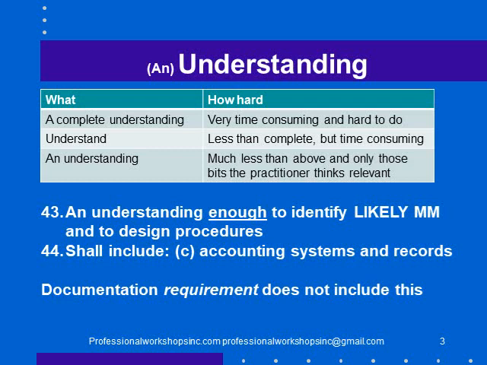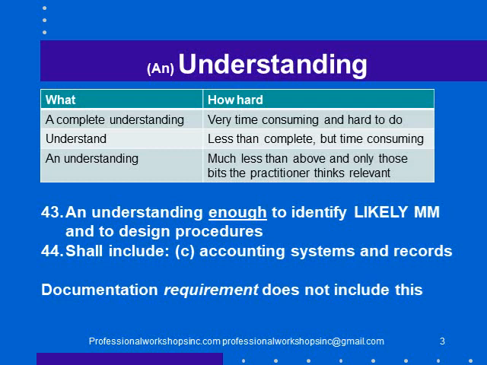It says an understanding. And in 43 it says an understanding enough to identify likely material misstatements and to design procedures. So that's not a lot. That's not tons and tons of stuff. 44 says shall include an understanding of accounting system and records. So that's not a lot.